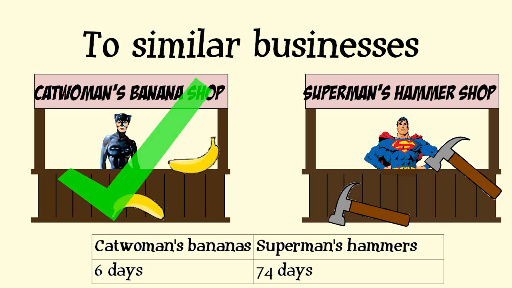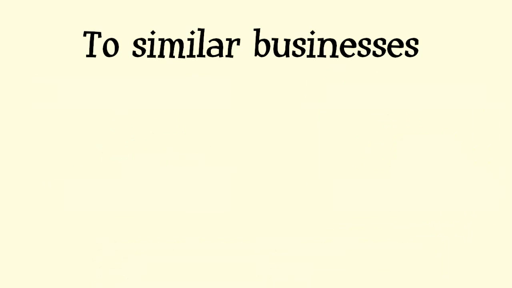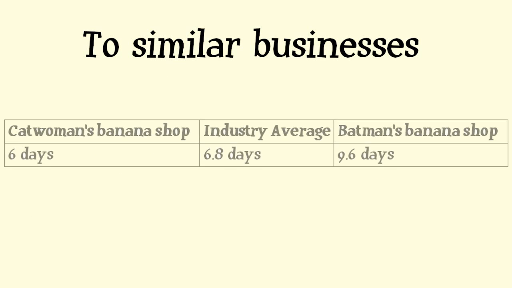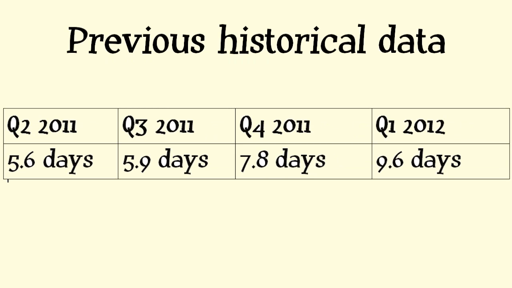For example, holding perishable stock versus non-perishable stock can mean massive differences between ratios and will lead to false findings about the business. When a similar business is found, or using an industry average, we are able to compare Batman's Banana Shop's average days to sell inventory with the others, giving us the ability to make judgment if the ratio is better or worse. Similarly, looking at Batman's Banana Shop's previous data can also indicate improvements or deterioration in efficiency.